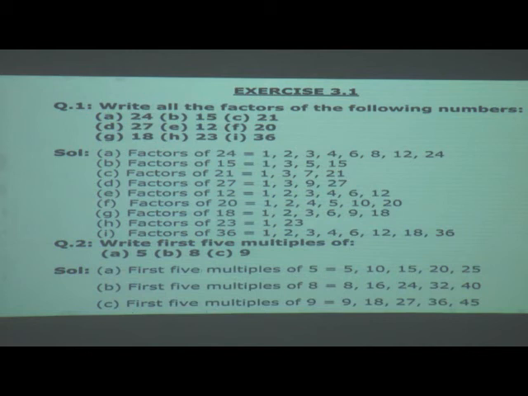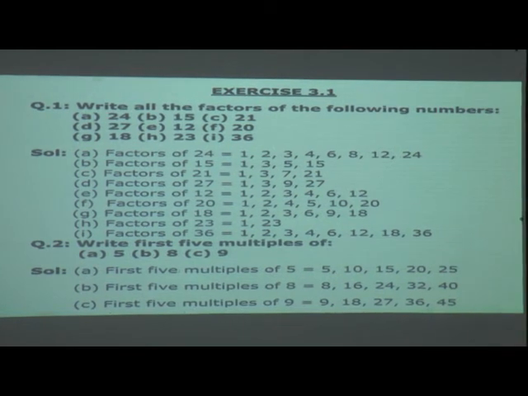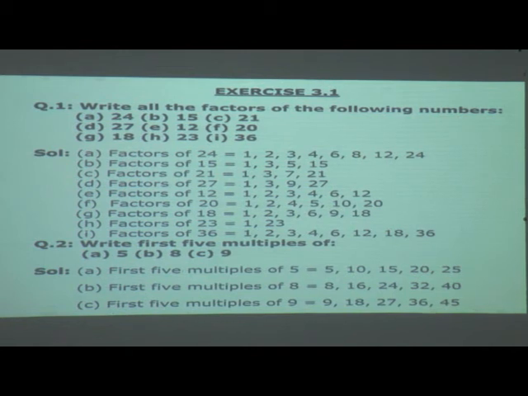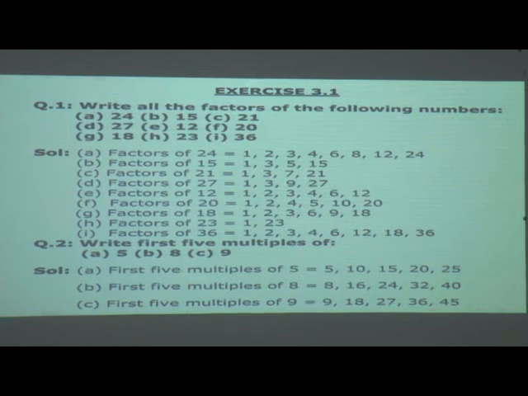Now we are going to solve sums from exercise 3.1. The first question is, write all the factors of the following numbers. Now the first question is 24. Now we have to find the factors of 24. To find the factors of 24, we must know that it should be divided, and after dividing we must get the remainder 0. The first question I will solve in detail. We have to see here carefully.